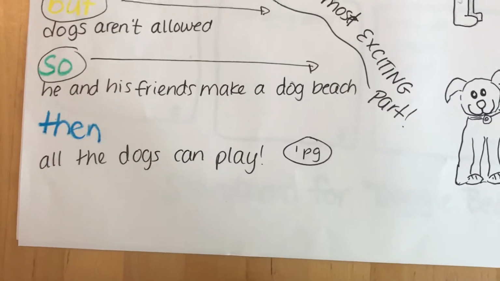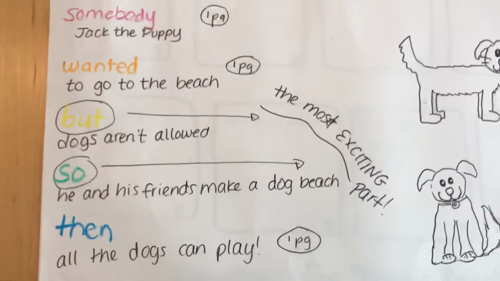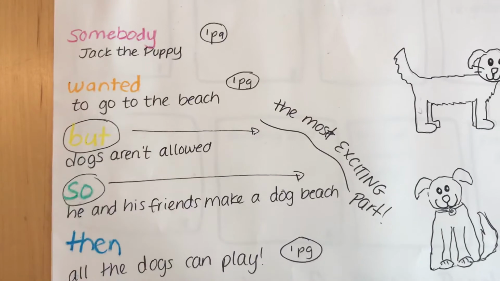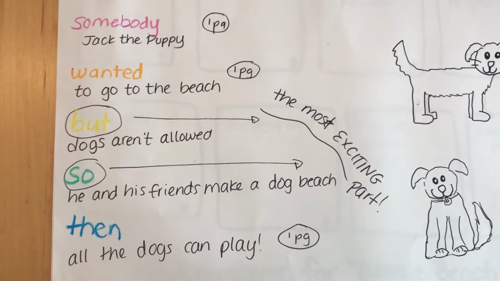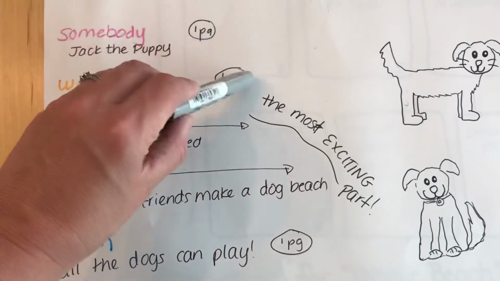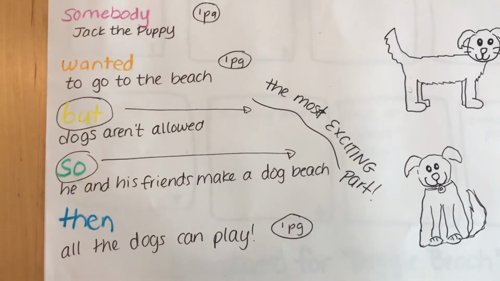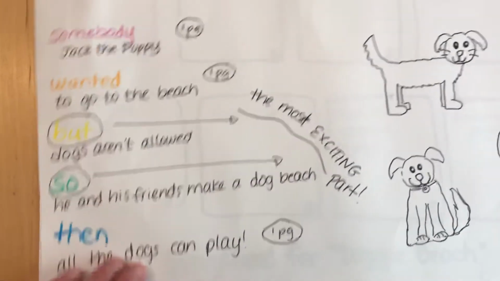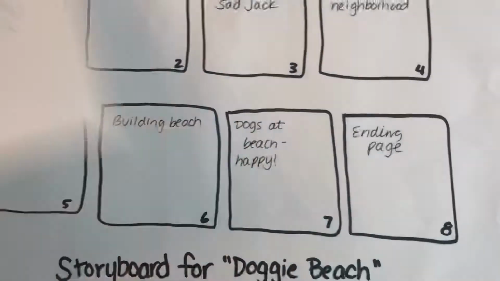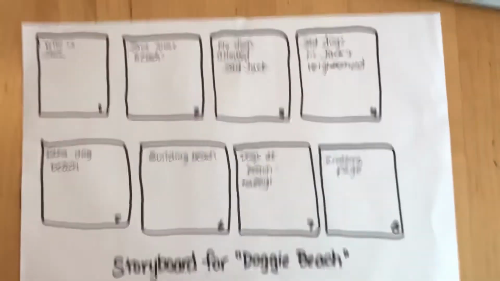Now if I have 8 pages and 3 pages are used up, how many pages does that leave for my problem and solution? If you guessed 5, you're right. 5, 6, 7, 8. That will fill my book. So what we do next, just like with our nonfiction book, is we make our storyboard.